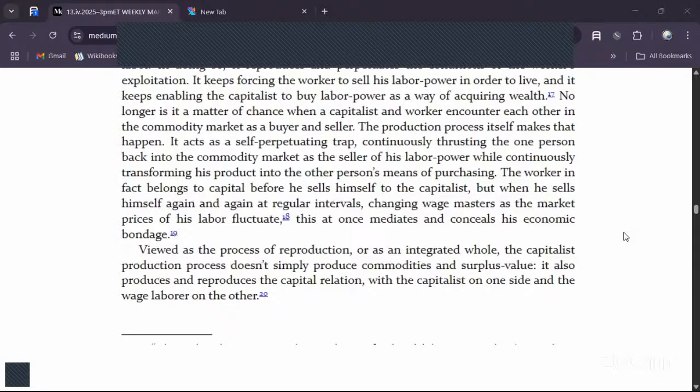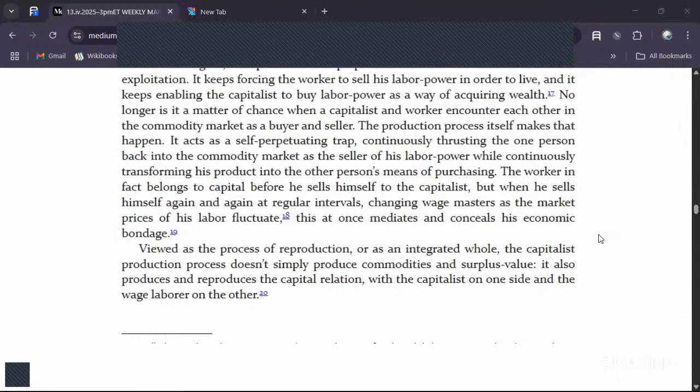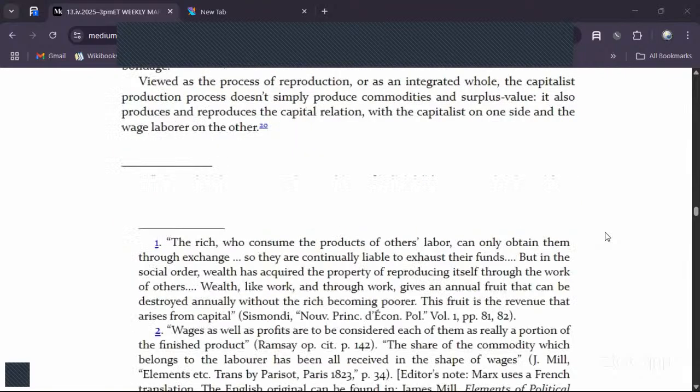Viewed as the process of reproduction or as an integrated whole, the capitalist production process doesn't simply produce commodities and surplus value. It also produces and reproduces the capital relation, with the capitalist on one side and the wage laborer on the other. And so there are endnotes. That's the end of chapter 21.